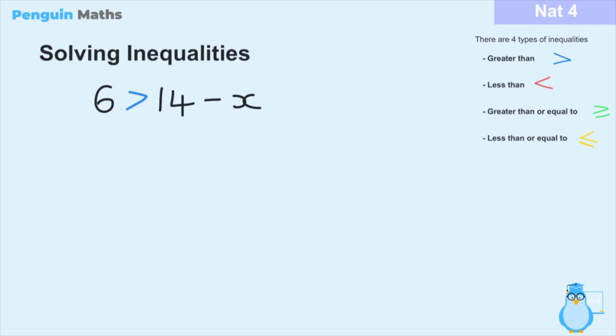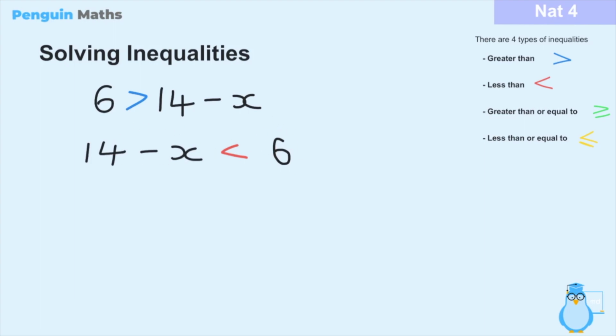So this next inequality, we've been told that 6 is greater than 14 minus x. But one thing that I always like to do when solving inequalities or equations for that matter, I like to bring the x's all over to the other side. So what I'm going to do is try and reverse this. So I've been told that if 6 is greater than 14 minus x, that would just mean that 14 minus x is less than 6. So it can be rewritten as this.